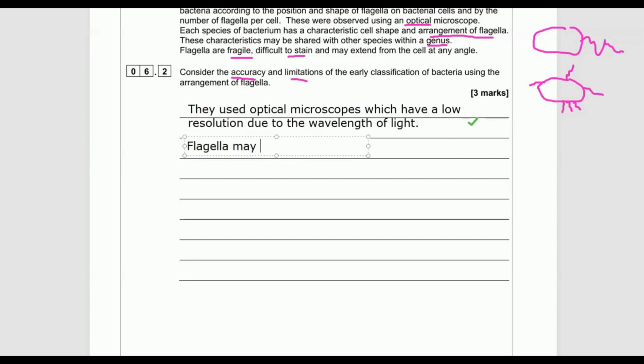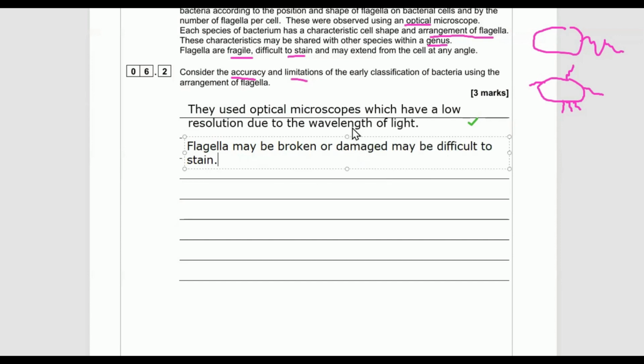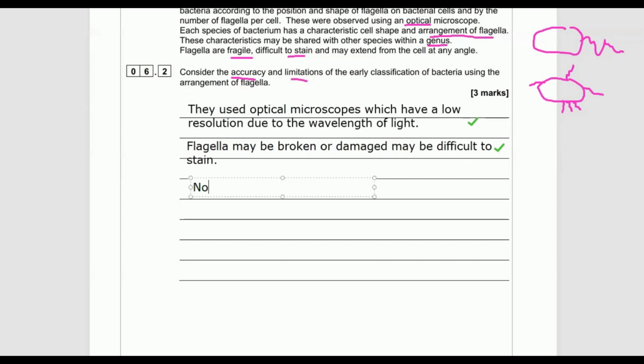The flagella, we're told, are fragile. They can be damaged or broken. So what we think is flagella may not actually be flagella. Of course, not all bacteria have flagella, so it's going to be very difficult to classify some bacteria when they don't even have flagella, if the presence of flagella is your main feature for classifying the bacteria. So these are just some of the limitations to do with using flagella as a classification system for classifying bacteria.